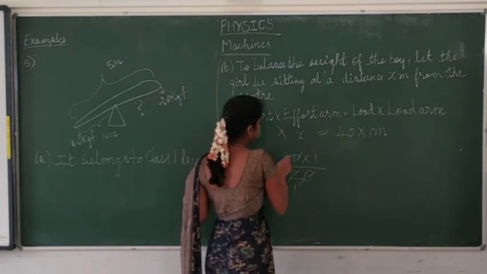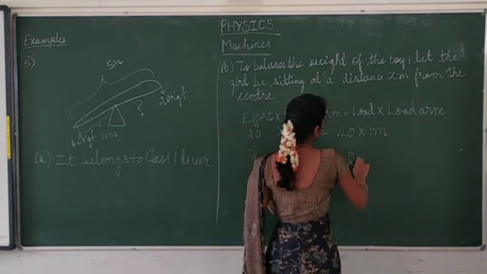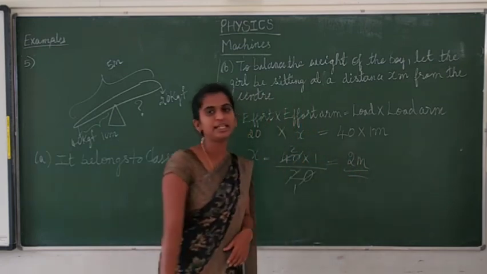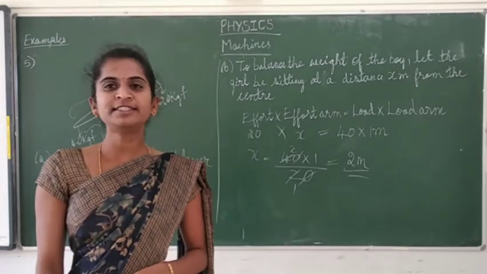Zeros will get cancelled, 2 ones are 2. So it is 2 meter. The girl should be sitting at a distance 2 meter from the center.